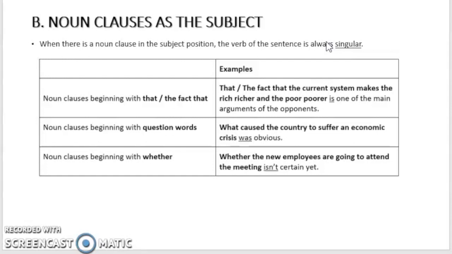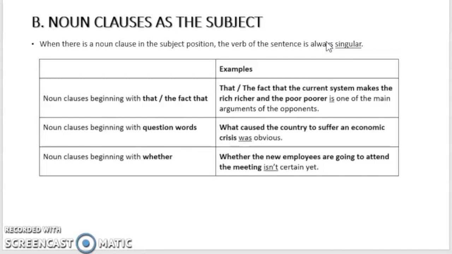In addition to functioning as the subject of the sentence, there is another common point among these sentences. When you take a close look at the verb of these sentences, which are underlined for you, you can see that all the verbs are in the singular form. Therefore, as a rule, we can say that when we have a noun clause in the subject position, the verb of the sentence is always singular.